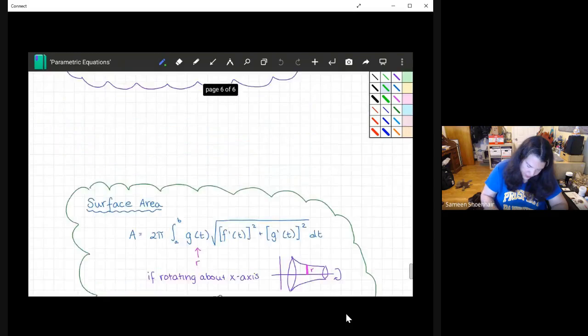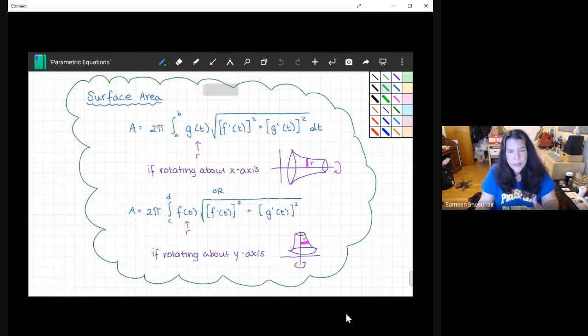So then the last thing is surface area. And this surface area formula is very much related to our surface area formula for functions. So rather than deriving it all again, if you compare it to our old surface area formula, it was 2 pi r and then the arc length. And this time r, it depends on which axis you're rotating it around.